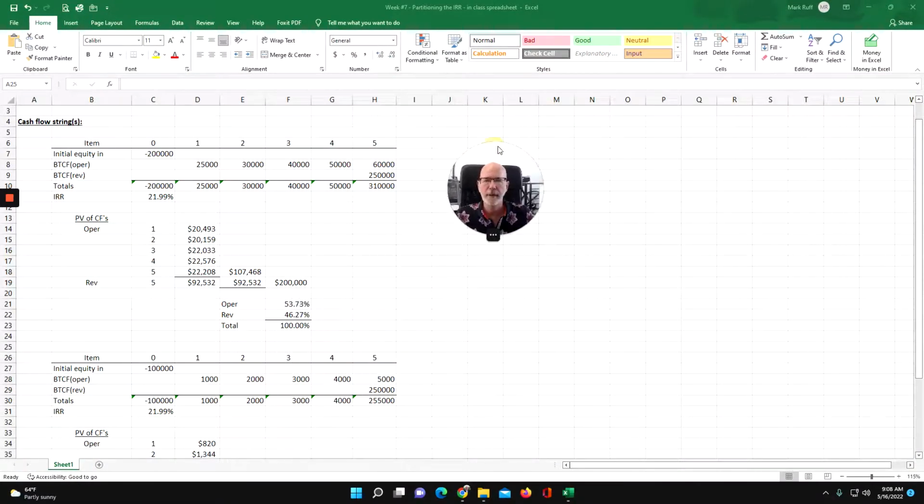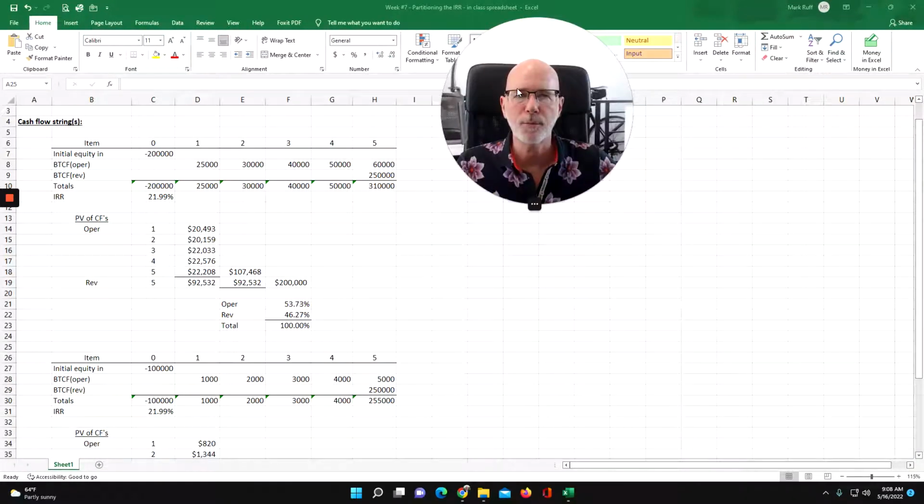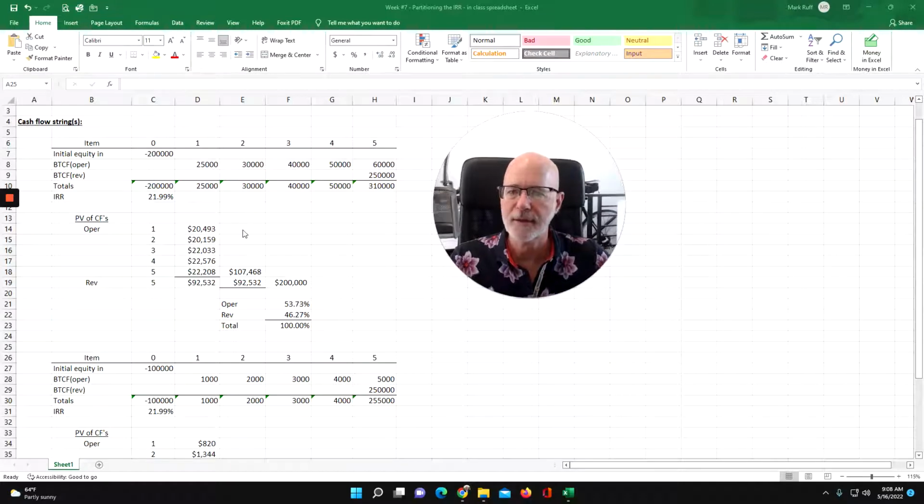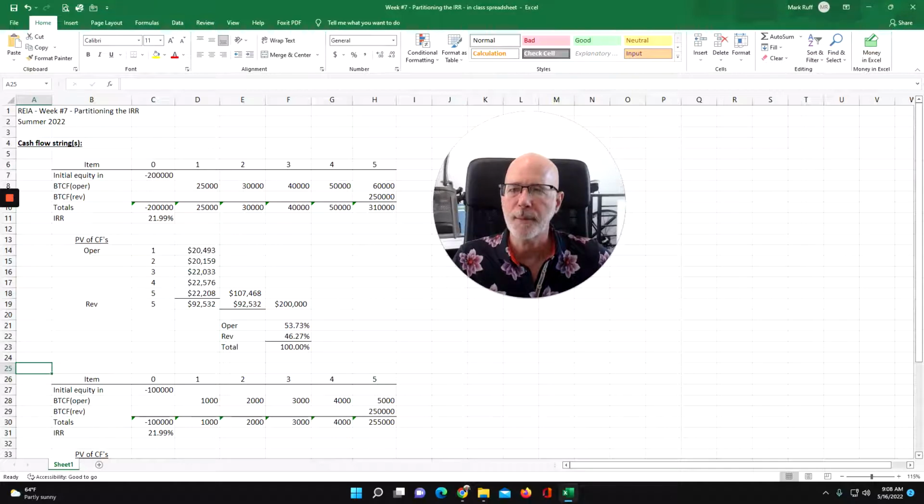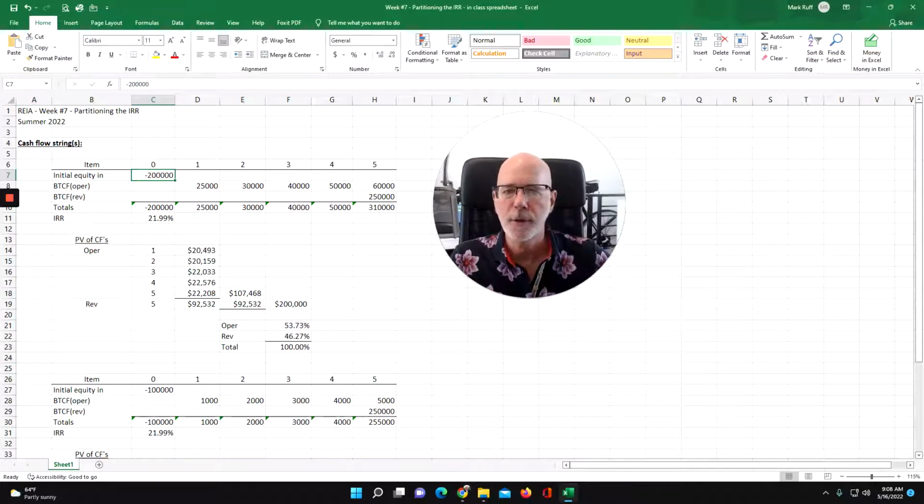All right, what we have here is the spreadsheet that we put together at last Thursday's class. We said that we're going to invest in some opportunity that requires a $200,000 cash outlay initially. We also said that there were going to be 5 operating cash flows. We're going to hold this property for 5 years. And at the end of that 5-year period, we're going to dispose of this property, and we're assuming that we're going to net $250,000 from that disposition.